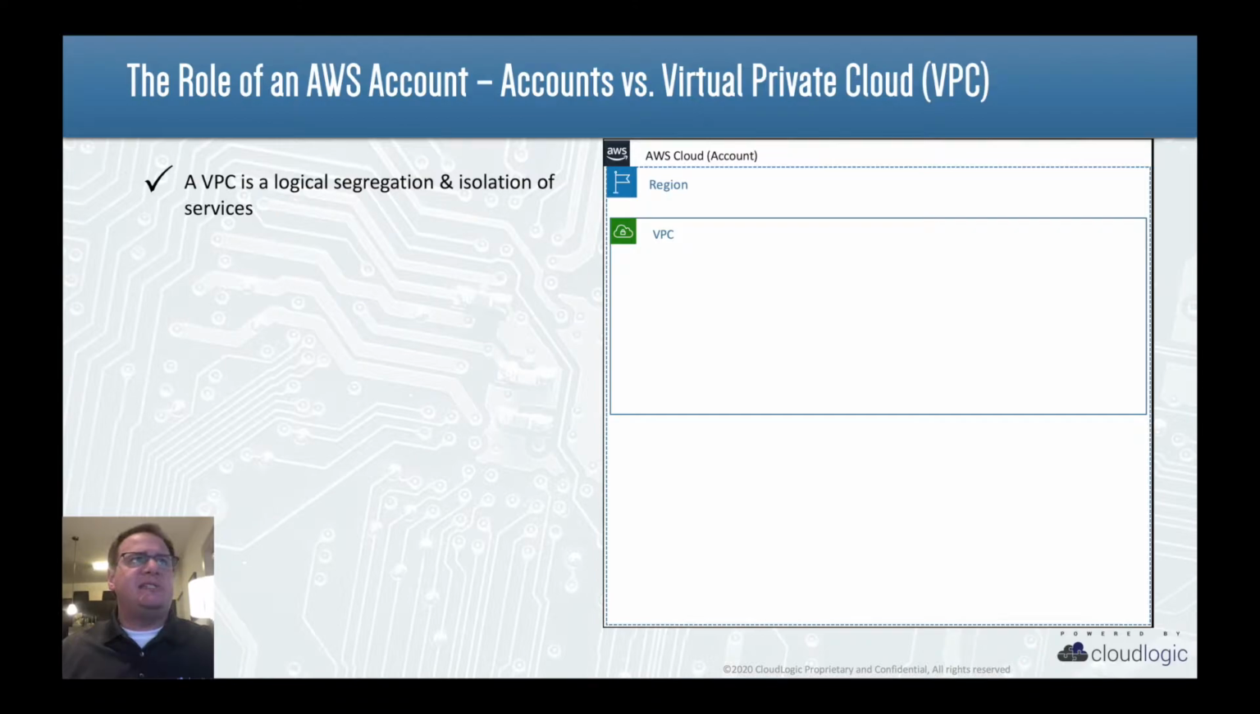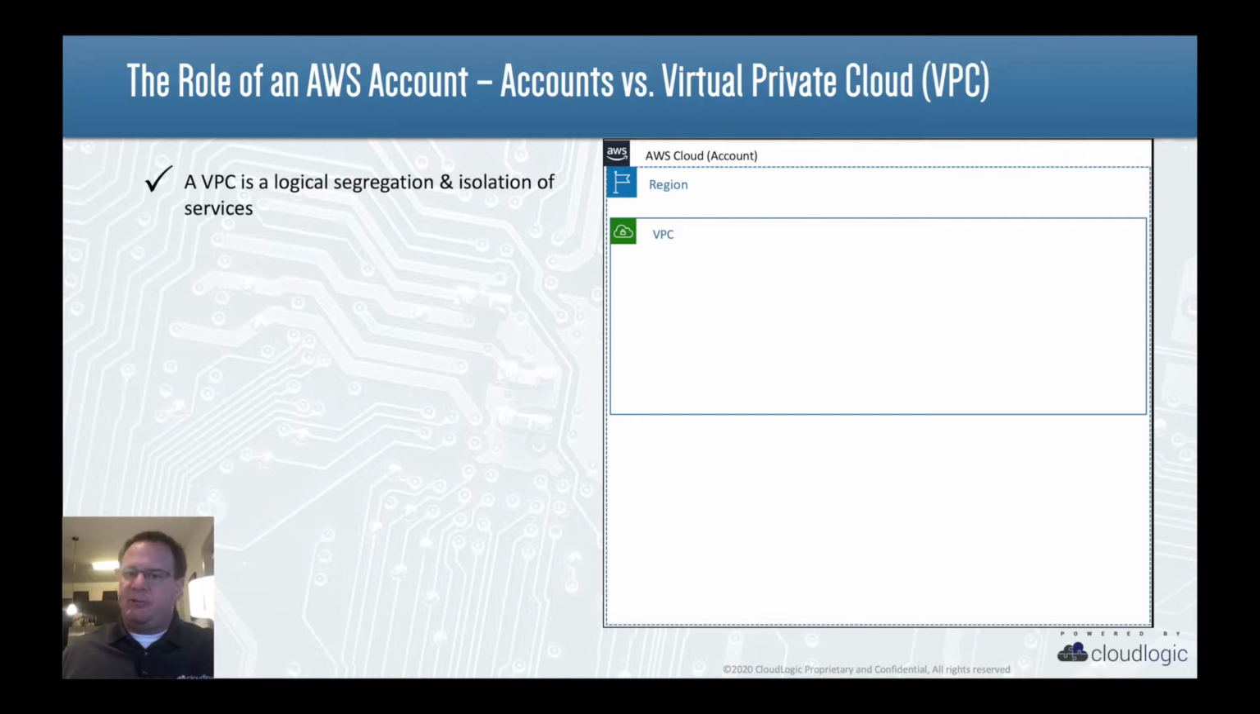So what is a VPC? A VPC is a logical segregation and isolation of resources, similar to security zones within an enterprise. Elements that live within the same VPC tend to have a high level of coupling and a need to communicate with each other.